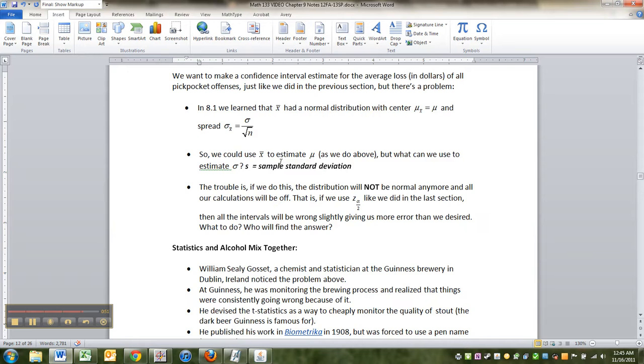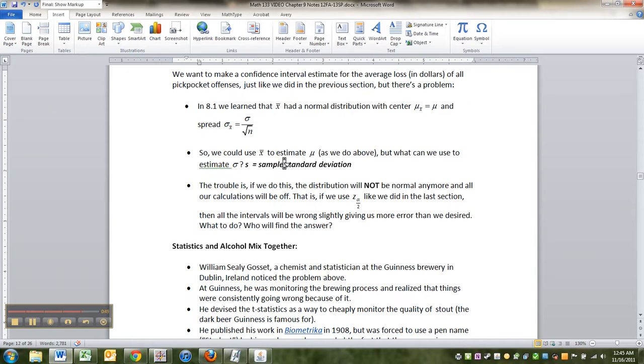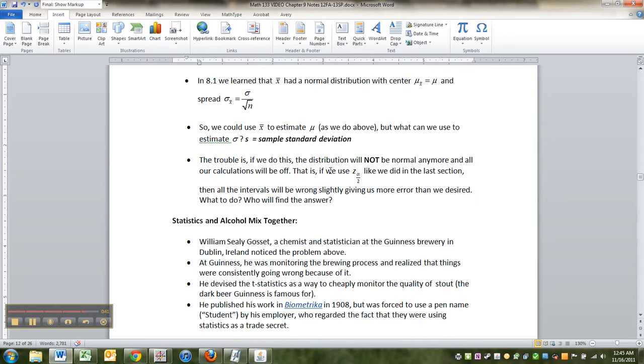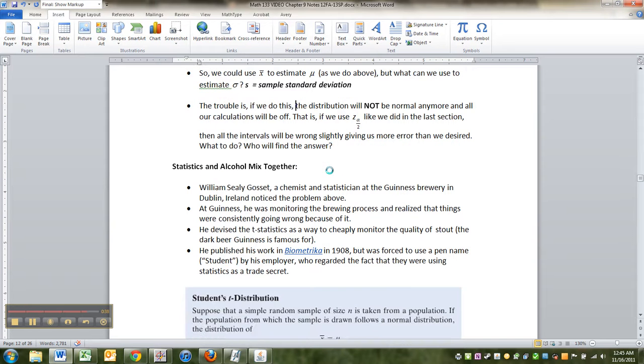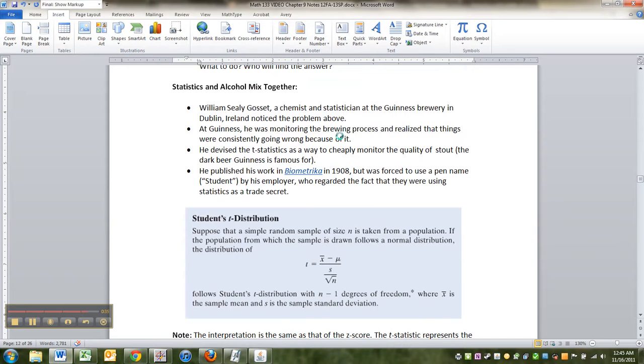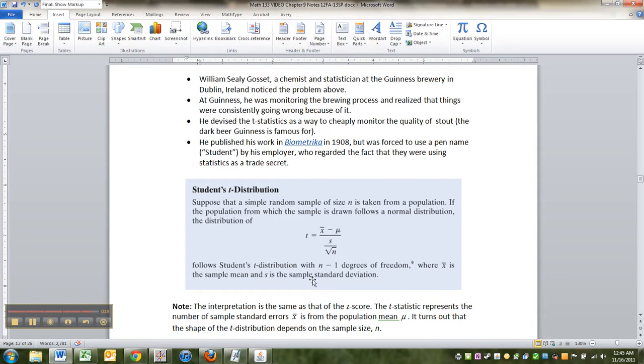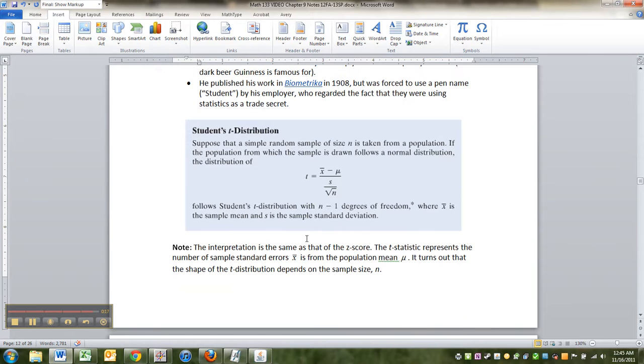The problem with that is that if we use S instead of sigma, while it's good, it does create some problems. It's not quite perfect. It doesn't quite give us the normal curve anymore. It gives us a curve that a man named William Sealy Gosset found. He was working for the Guinness Brewery in Dublin, and he devised something called the T distribution. And he figured that's how S would work. S and X bar work in tandem in the T distribution way, not the normal distribution, where the T distribution has n minus 1 degrees of freedom.